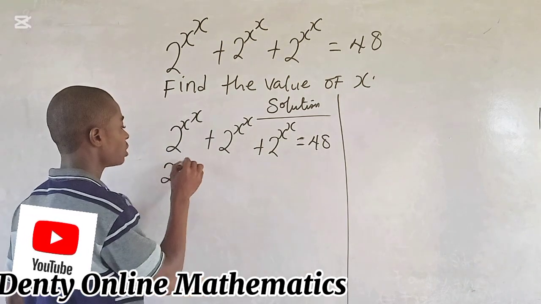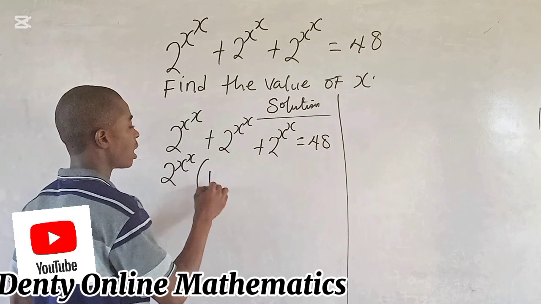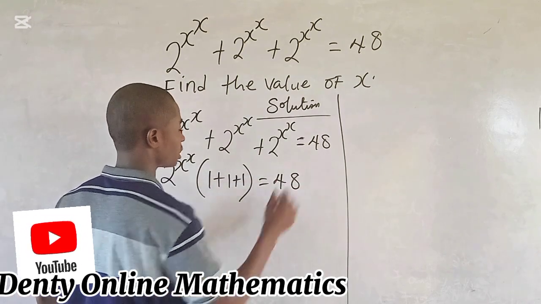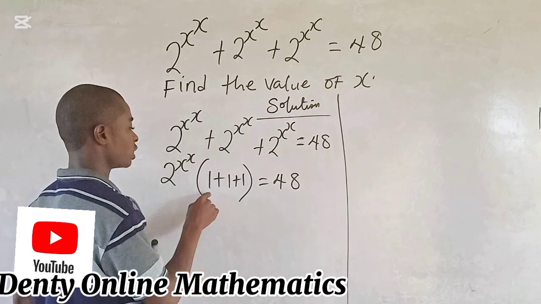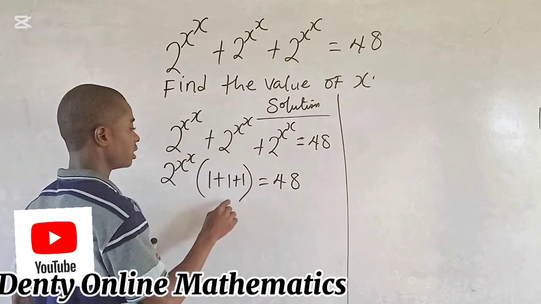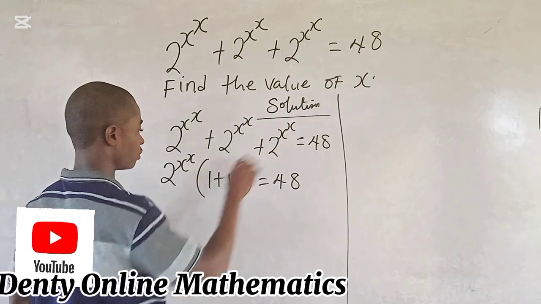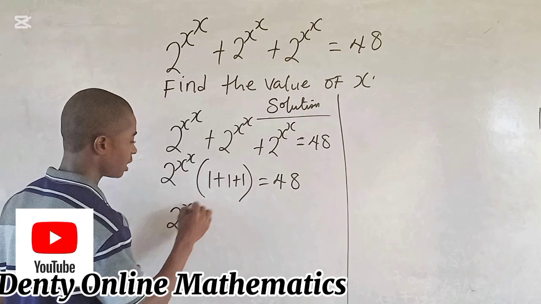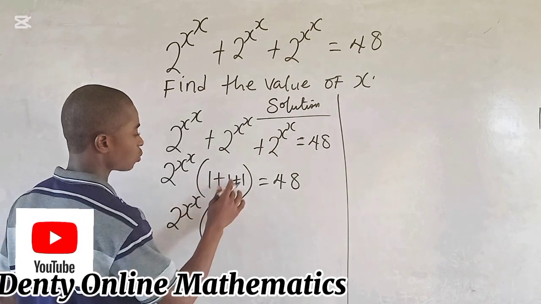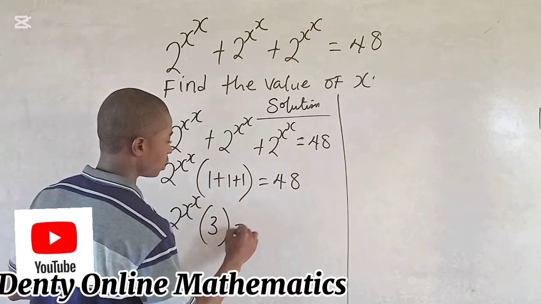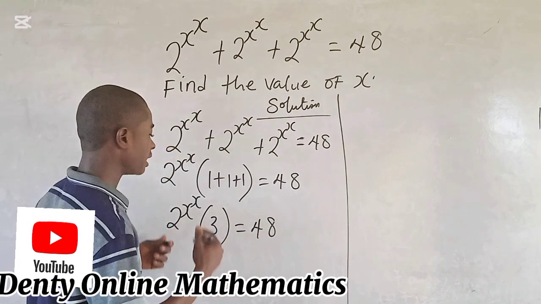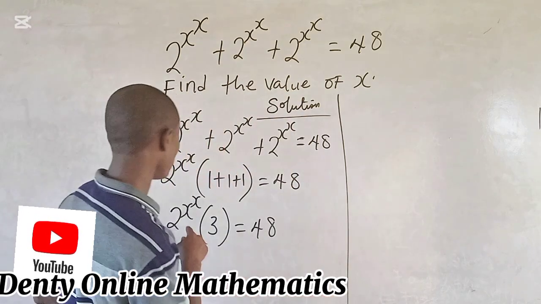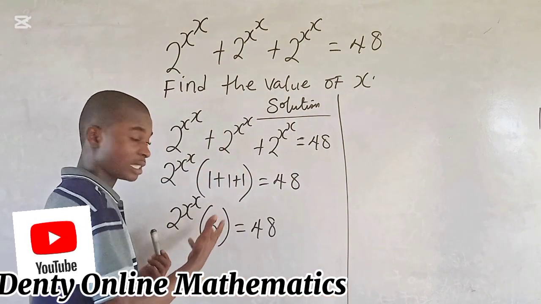So I will factor out 2^(x^x) into 1 plus 1 plus 1 to be equal to what? 48. 2^(x^x) will multiply the first one to have this, the second one to have this, the third one to have this. So if you multiply all of this, we are still coming back to here. So 2^(x^x) into 1 plus 1 plus 1 is what? 3 to be equal to what? 48. Now I can divide both sides by the coefficient of 2^(x^x). You know, 2^(x^x), the coefficient is what? 3. That means the number that is attached to it.